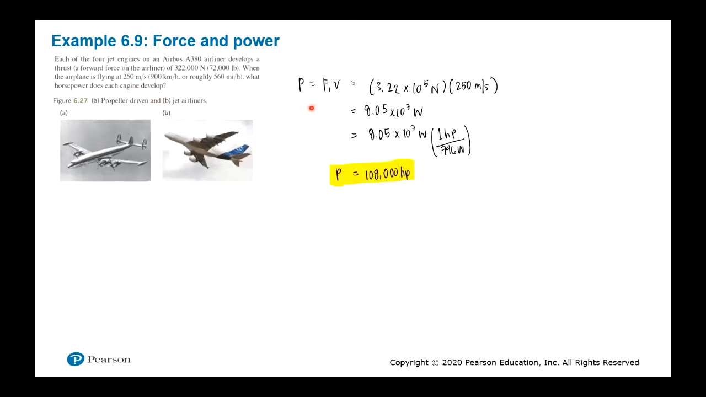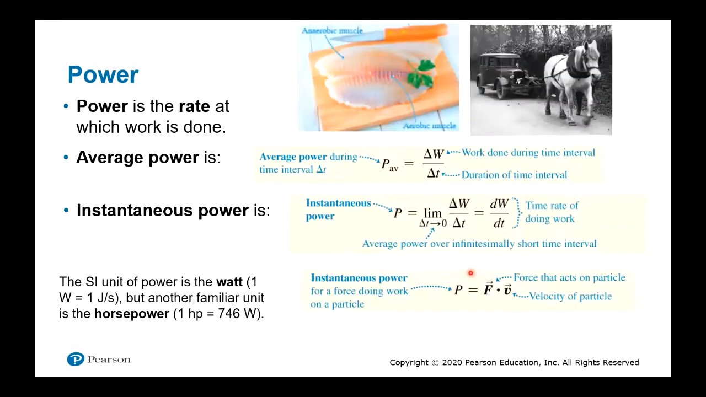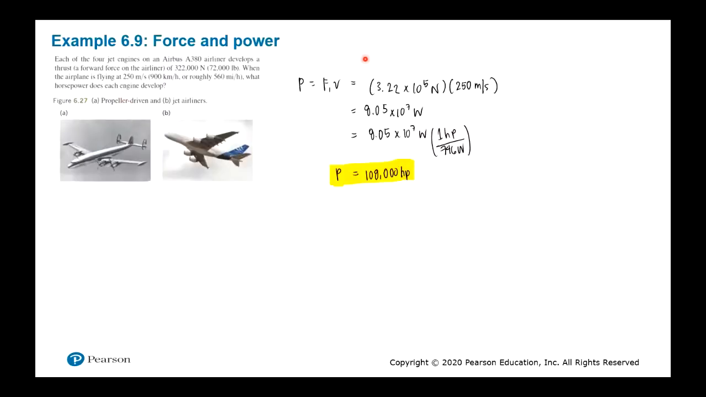Okay, so let's not think about the units first. We will convert that later. So we will focus on our equation, which is P equals F·v. Okay, let's go back to our previous slides. So we're using this equation. The magnitude of this is just P equals F times v times cosine theta. And your theta here is just equal to, yeah, cosine theta is just equal to 1. So that's why P equals F·v. All right, going back.